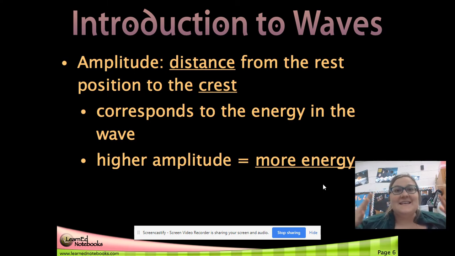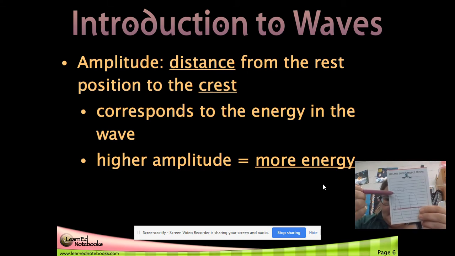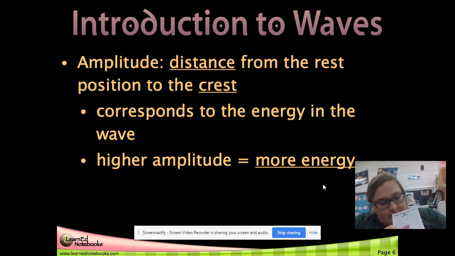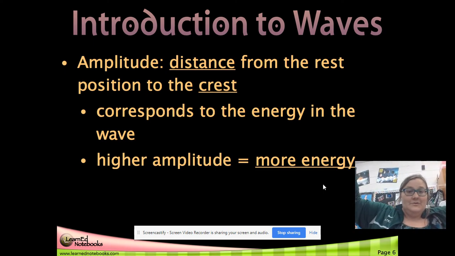Amplitude, that's how much energy it has. Okay, so if you have this, this is the line of rest. Okay, just a line of rest. And in a transverse wave, if it's going up and down like this, that's low energy. Can you see? Now, if I go like this, that has higher energy. The amplitude is measured from the line of rest to the crest. That would be my amplitude.